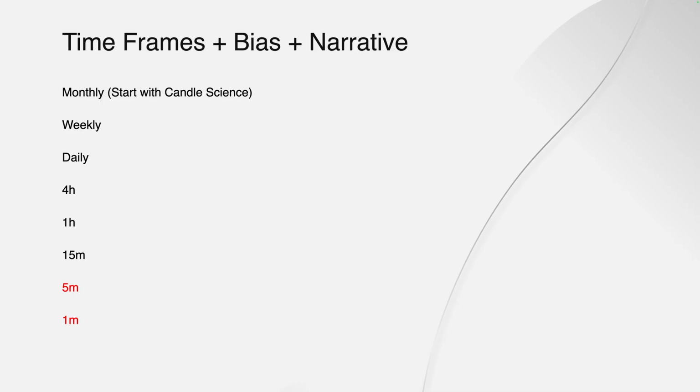Now, monthly, you start off with candle signs. Then after, we go over the weekly, the daily, the 4 hour. That's where you can already stop, right? Depending on what the price action looks like, is what I will show you as well. After that, we move on to the 1 hour, the 15 minute, potentially. The 5 minute and the 1 minute are in red because they are out of boundaries.